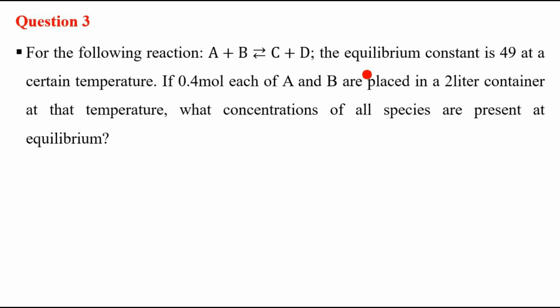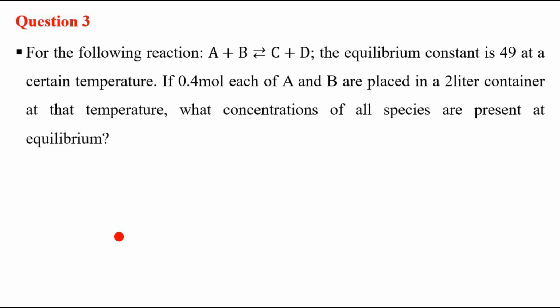Go to question number 3. Question number 3 is saying, for the following reaction A plus B, which gives C plus D, the equilibrium constant is 49 at a certain temperature. If 0.4 mole of each A and B are placed in a 2-liter container at that temperature, what concentration of all species are present at equilibrium? Here they're asking which concentrations of A, B, C, and D are present at equilibrium.